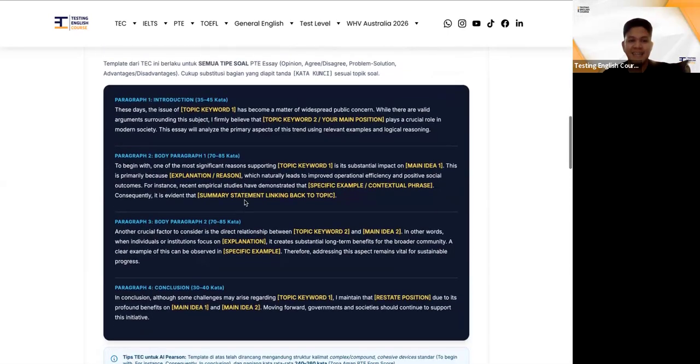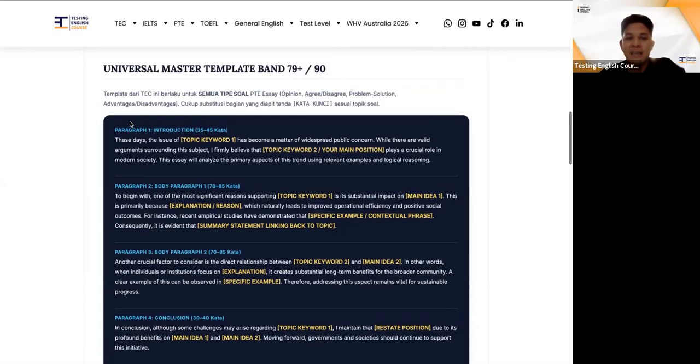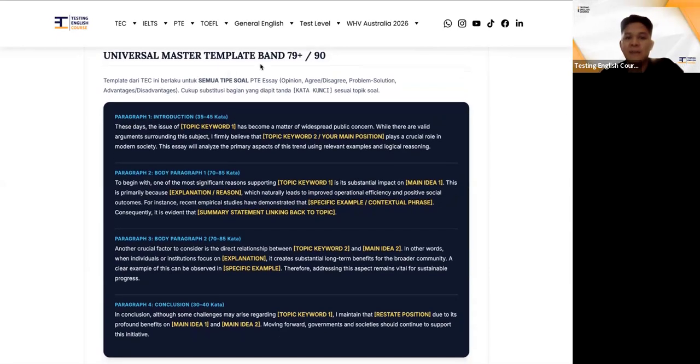Okay, so we can see that in today's era, or nowadays, right? So we have a lot of things to start with your PTE. This is the universal master template for 79 plus.